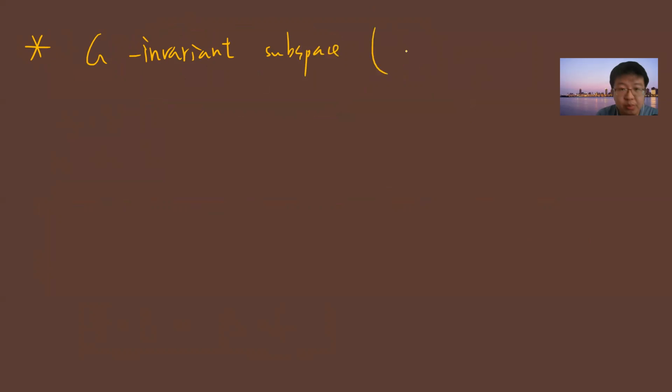Okay, so once we have this G-linear map idea, then we can move on. Actually, this G-linear map idea will only be used in the next video. In this video I want to talk about another important idea, which is a G-invariant subspace, or subrepresentation.